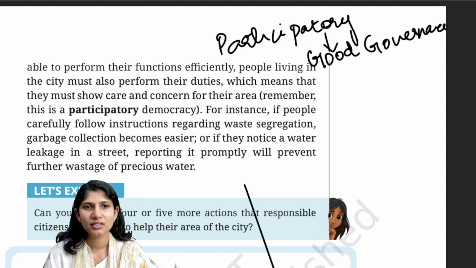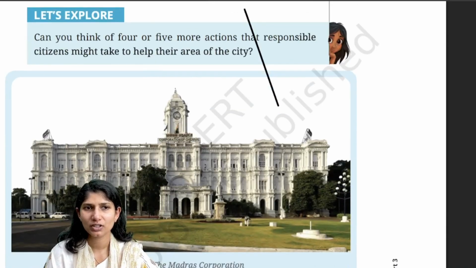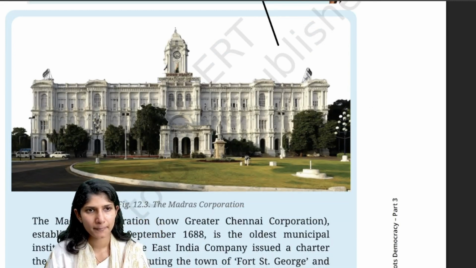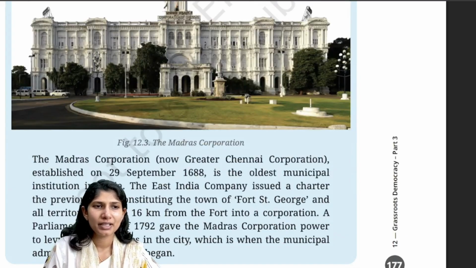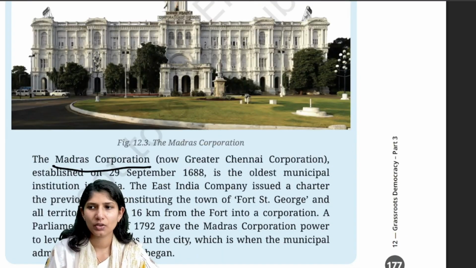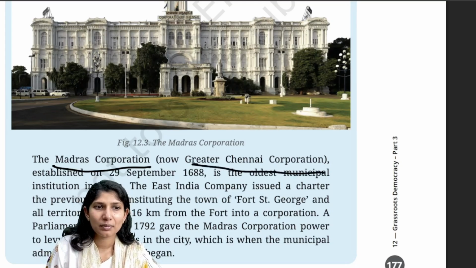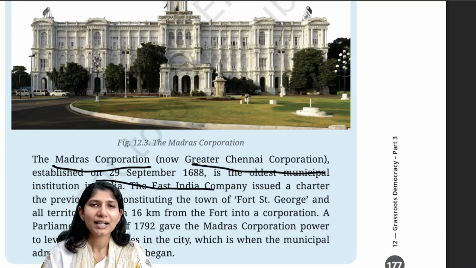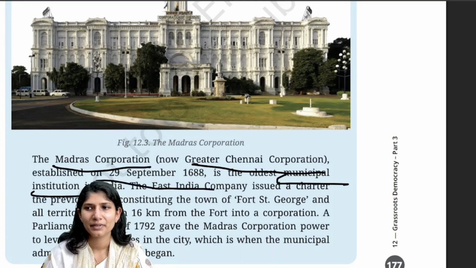Okay, this is people's participation in democracy and its impact on good governance. Now, look at this. The Madras Corporation, which is now called the Greater Chennai Corporation, was established as early as 1688. This is one of the oldest municipal institutions in India.